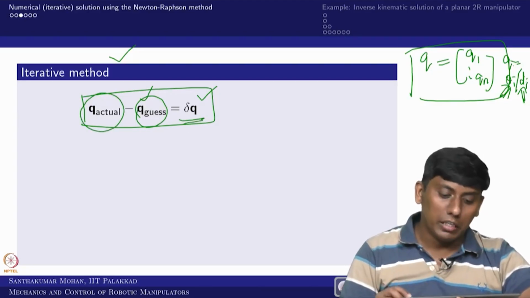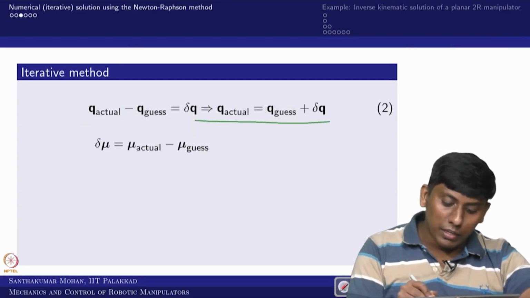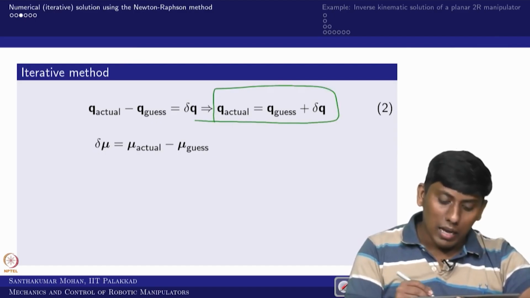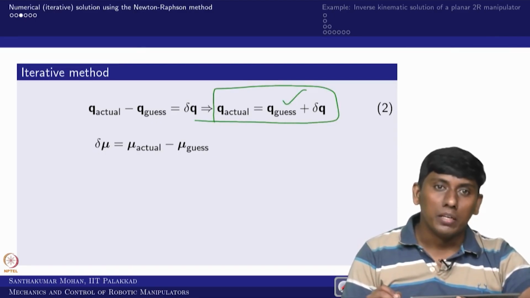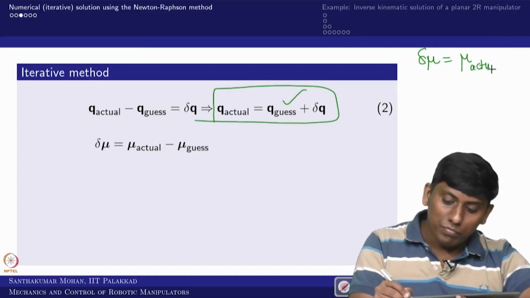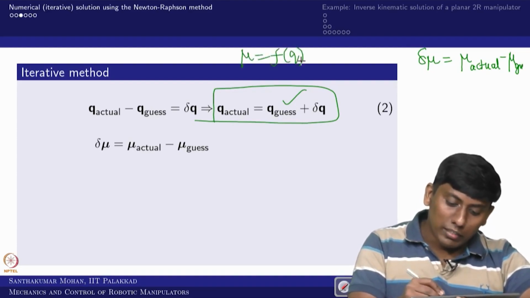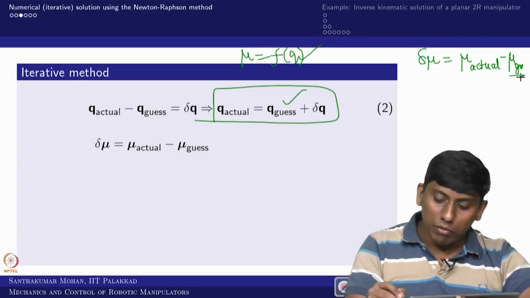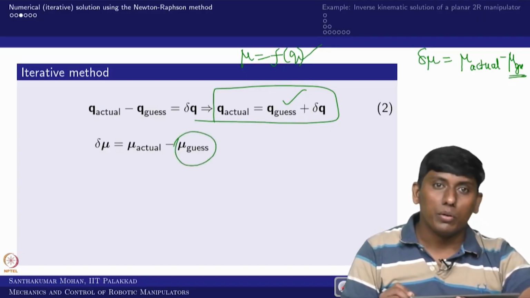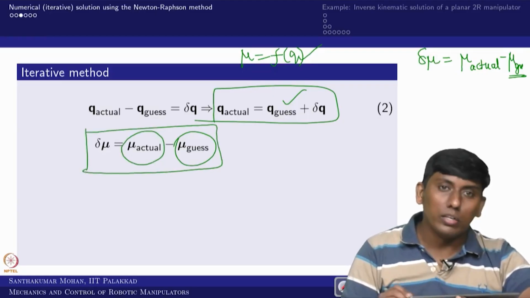Now we want to rectify or move away from this error. For that, we can rewrite the actual as q guess plus delta q. But we can also write delta mu, which is mu actual minus mu guess. You know mu is a function of q, so you can substitute the guess, and whatever value comes is mu guess, and mu actual is given. So now you will get another error called delta mu.